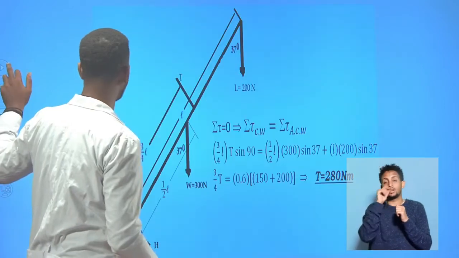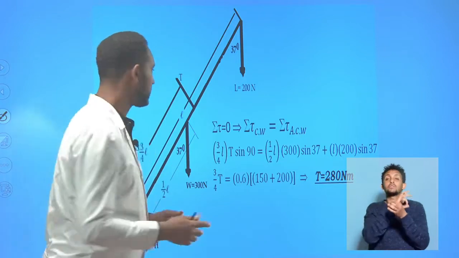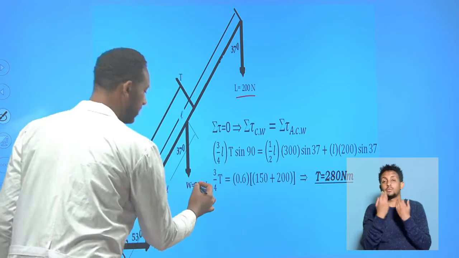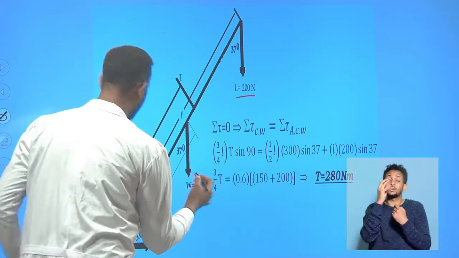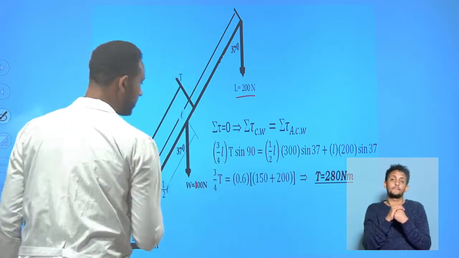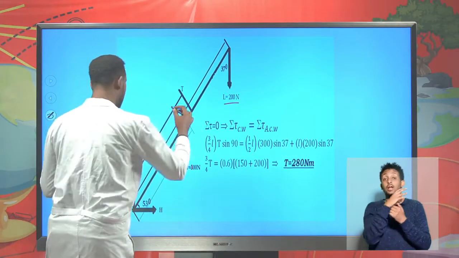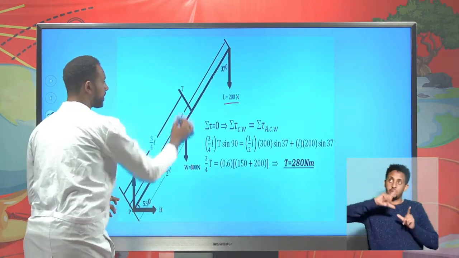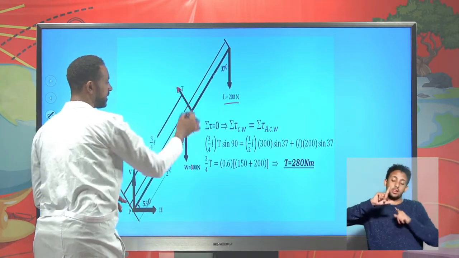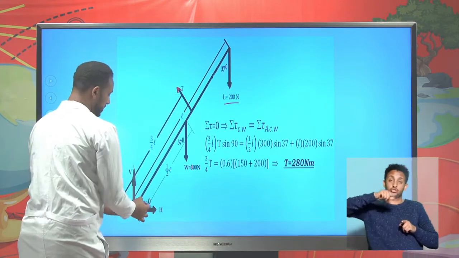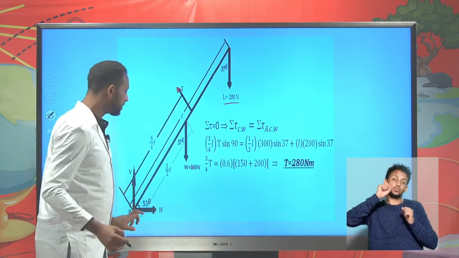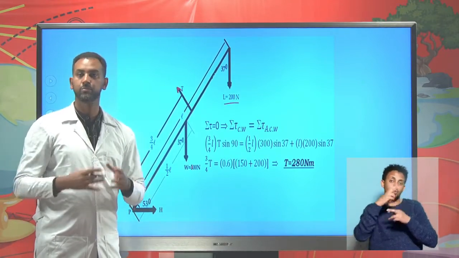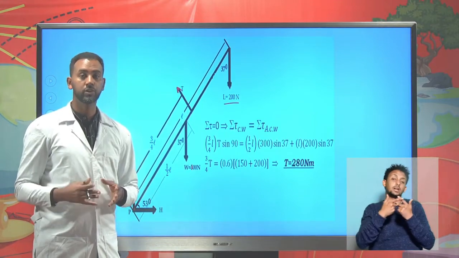So how do we apply the conditions of equilibrium? First, what are the force components? The first is 200 Newton due to the load. Here you have the weight of the bar, which is 100 Newton, and the length from the pivot to the load is L. Here you have a tension acting at this point. The first thing to use is the second law of rotational motion, or the second condition of equilibrium.